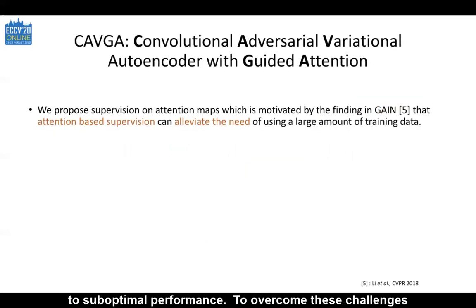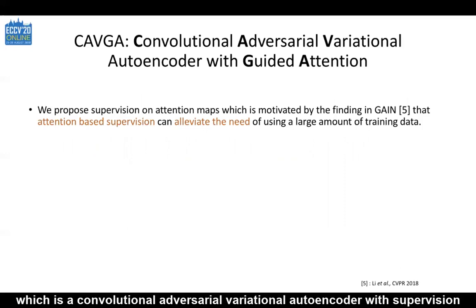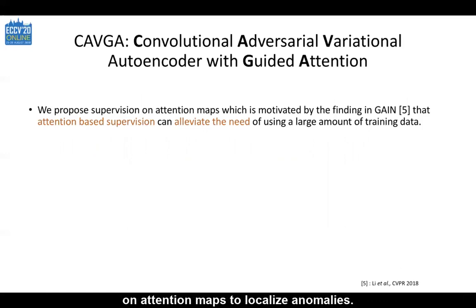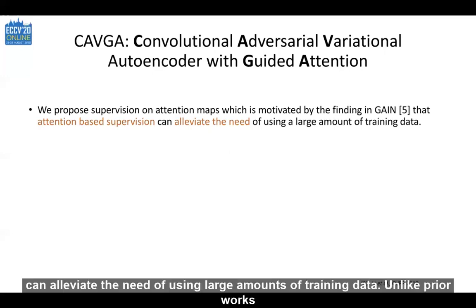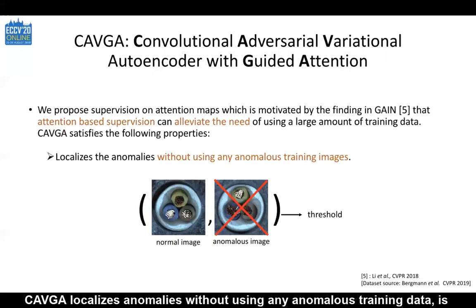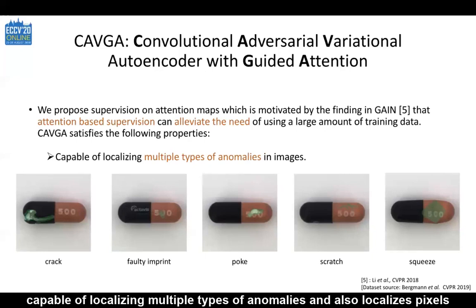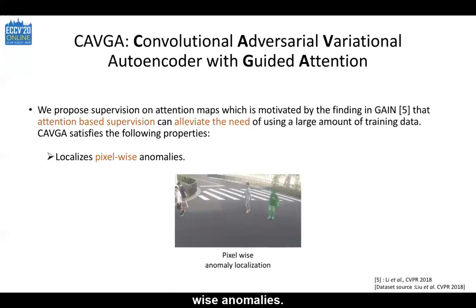To overcome these challenges, we propose CAVGA, which is a convolutional adversarial variational autoencoder with supervision on attention maps to localize anomalies. We are motivated from the findings in GAIN that attention-based supervision can alleviate the need of using large amounts of training data. Unlike prior works, CAVGA localizes anomalies without using any anomalous training data, is capable of localizing multiple types of anomalies, and also localizes pixel-wise anomalies.